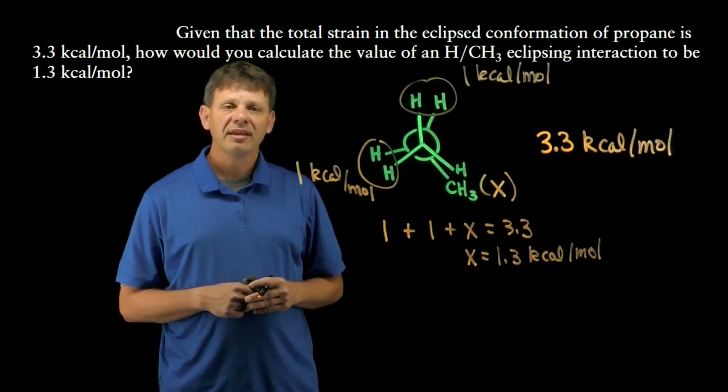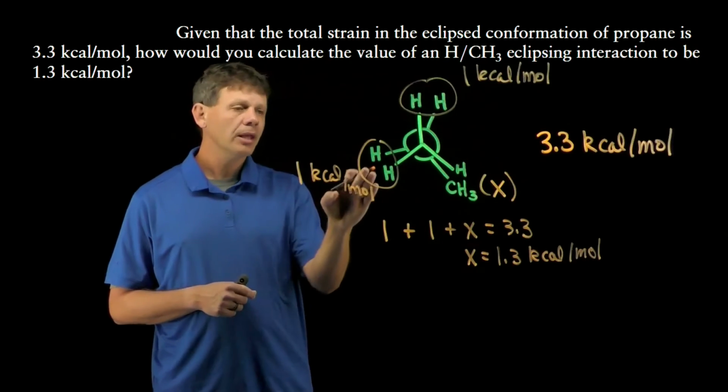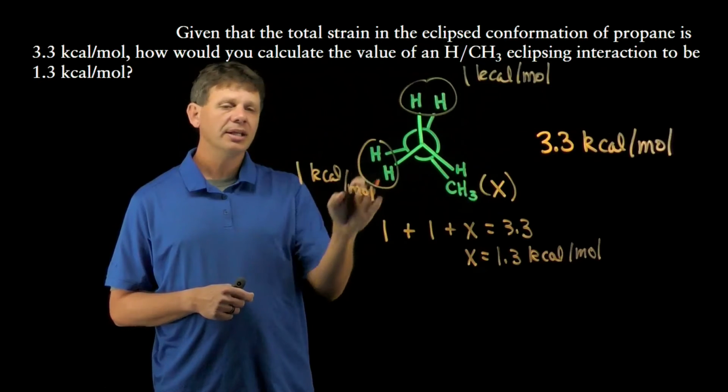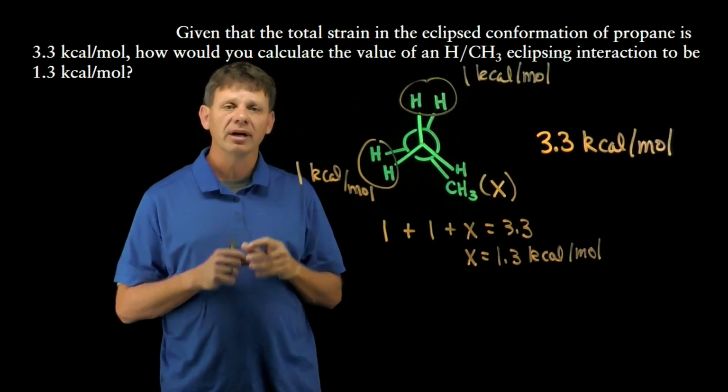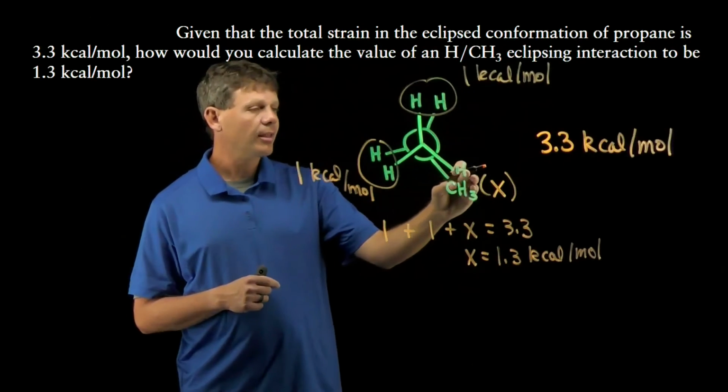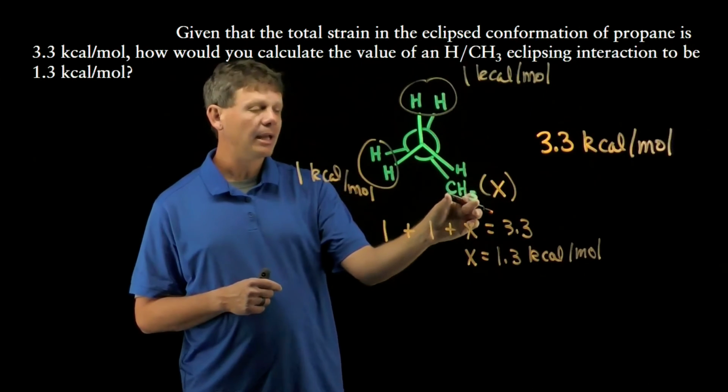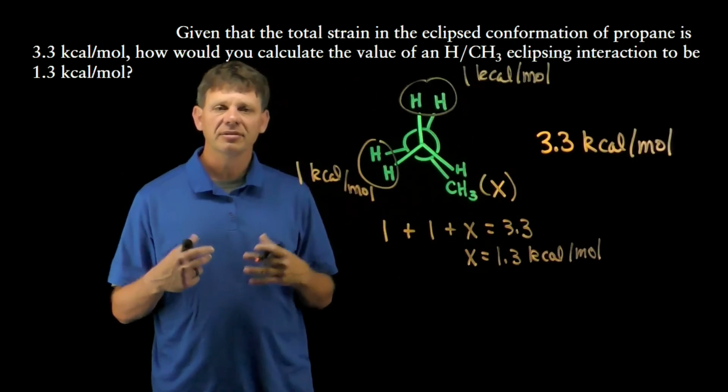It should make sense that this value is larger. The H-H eclipsing interaction is an eclipsing interaction between 2 very small atoms, whereas the eclipsing interaction between a small atom and a larger methyl group is slightly higher.